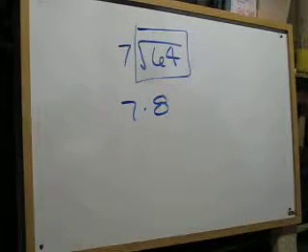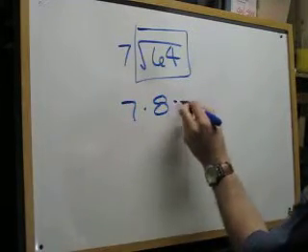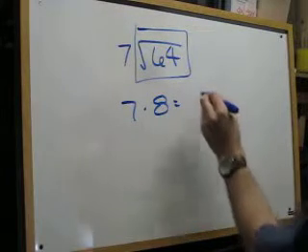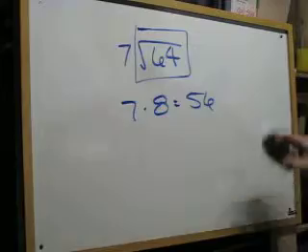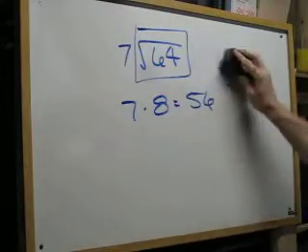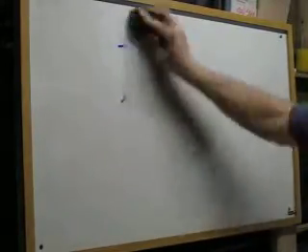So actually that says 7 times 8 then when we're done, which is 56. So that's the multiplication of a number times a radical, or a square root.